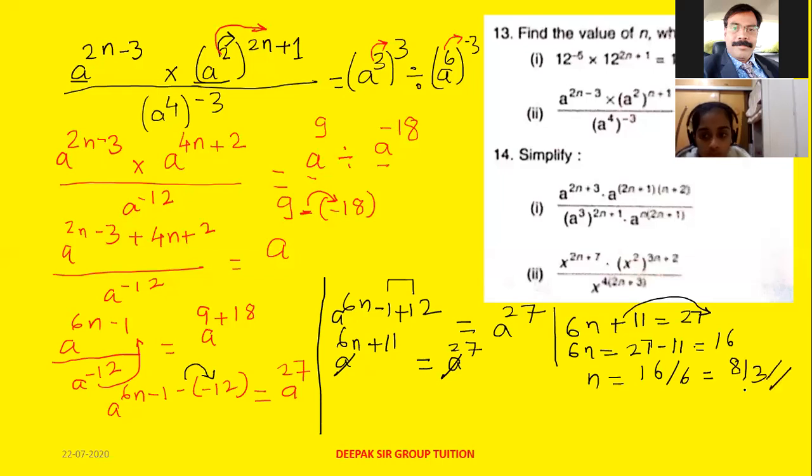Any doubt? So the value of n for this question, after solving, we'll get 8 upon 3. So we have applied all the formulas: the formula of product, the formula of subtraction, and the formula where the power of a power is also multiplied.